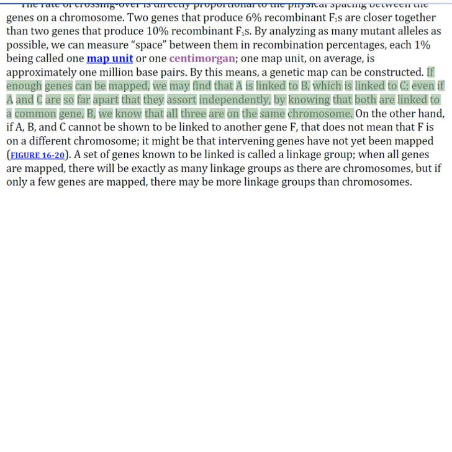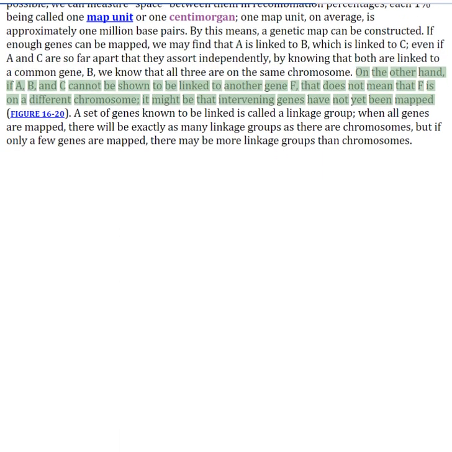If enough genes can be mapped, we may find that A is linked to B, which is linked to C, even if A and C are so far apart that they assort independently. By knowing that both are linked to a common gene, B, we know that all 3 are on the same chromosome. On the other hand, if A, B, and C cannot be shown to be linked to another gene F, that does not mean that F is on a different chromosome. It might be that intervening genes have not yet been mapped.